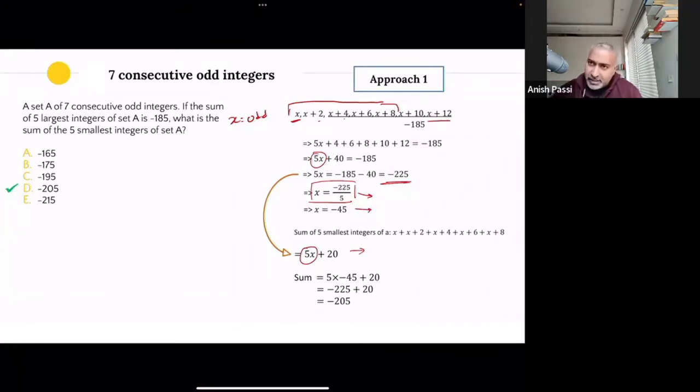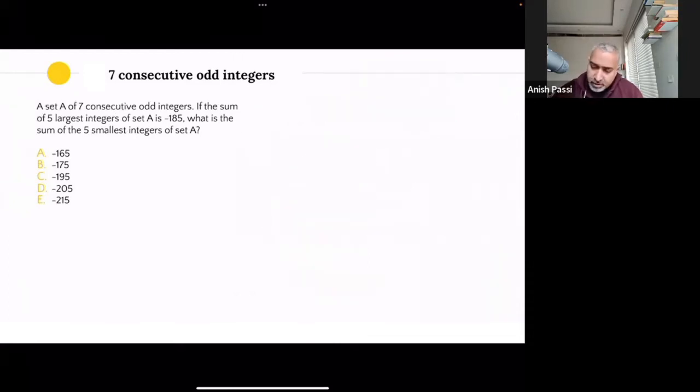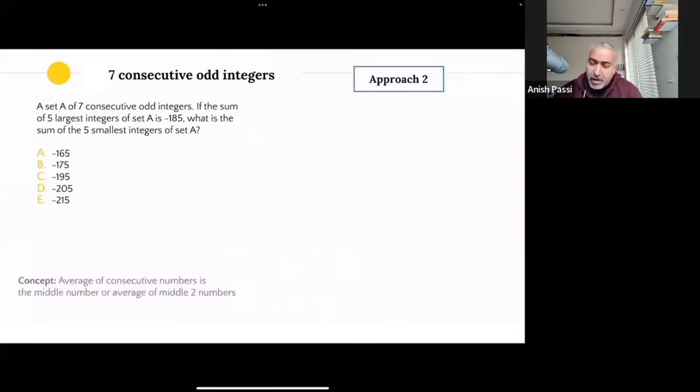So this was thinking about how I could make the same approach more efficient. Next, I'm thinking what other approach can I use? So I'll discuss 2 more approaches here. One, now we'll use the concept of averages.